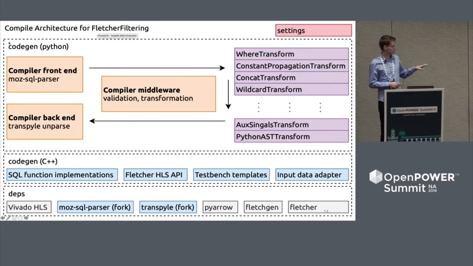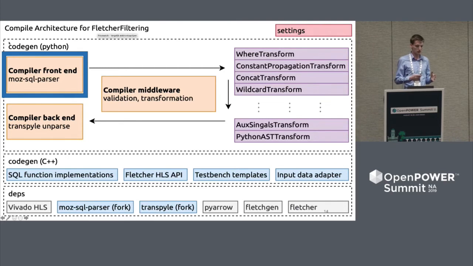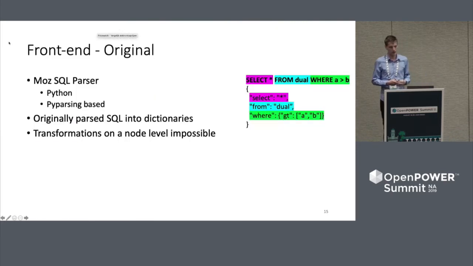And this is built on top of several little things here at the bottom, the dependencies and such. I want to go through a couple of these just to highlight certain parts. So I want to start with the front end. Originally the front end output essentially what you see here on the right. It's essentially a JSON type format.